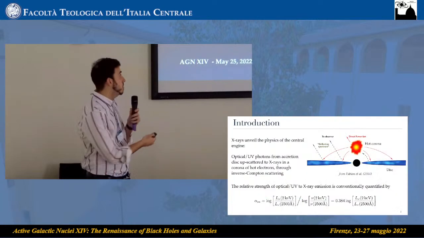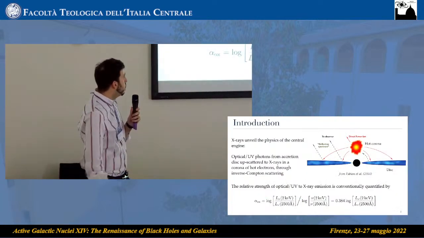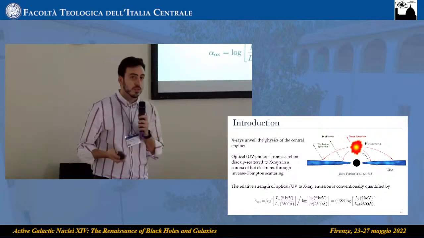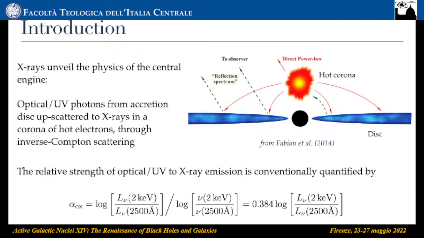So, what we know so far is that the different components of an AGN contribute to the emission at different wavelengths. Specifically, the X-rays are produced by a corona of hot electrons that lies close to the black hole. What happens here is that the optical UV photons from the disk interact with the corona and are upscattered to X-ray energies through inverse Compton scattering.